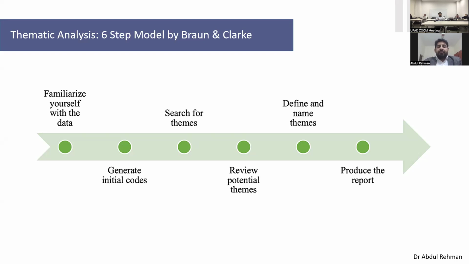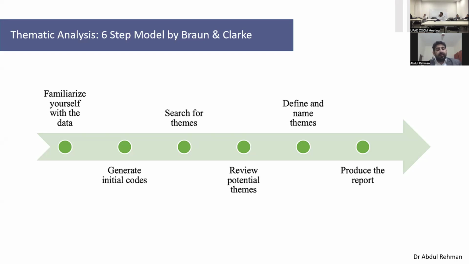Then in the second step, we generate initial codes. What does it mean? It means that we have a write-up on paper, and on that paper we will highlight different codes. We will highlight that now the interviewee is talking about building regulation. Now he is talking about housing policy. Now he is talking about beautification. So generate initial codes, then search for themes.